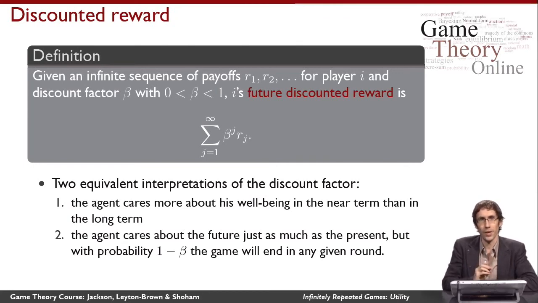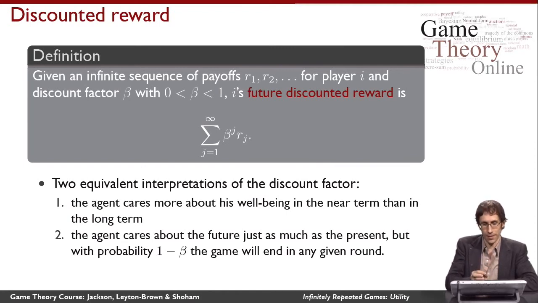But with some probability, the probability actually 1 minus beta, the game will end in every given round. So our game is not necessarily infinitely repeated. It's sort of potentially infinitely repeated. But every time we play the game, we're going to flip a coin. And with probability 1 minus beta, the game is going to just end. And with probability beta, the game is going to continue.